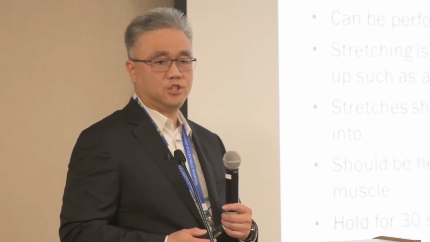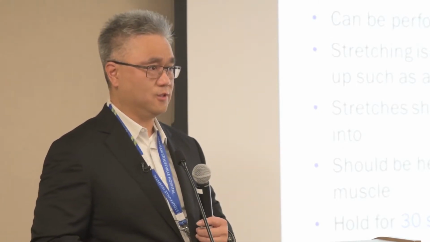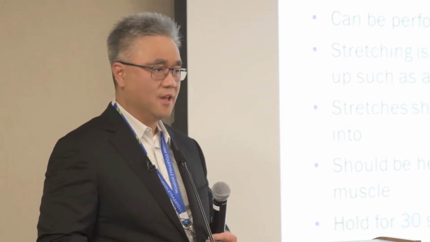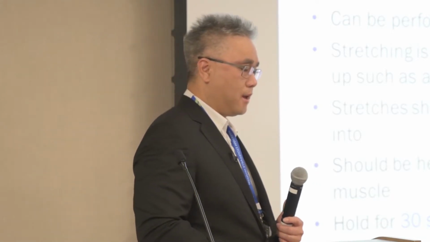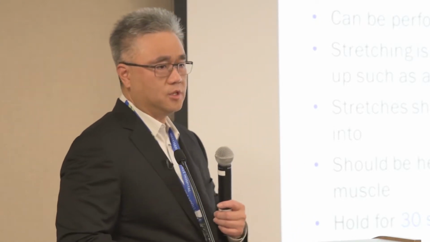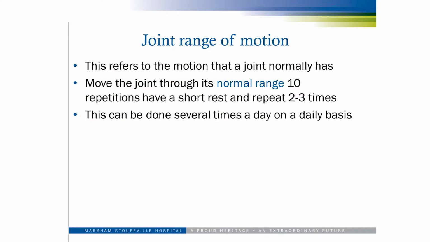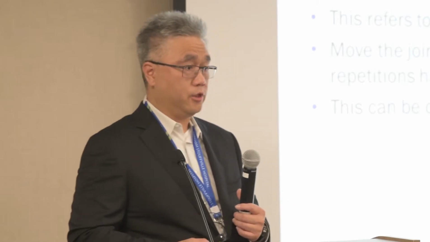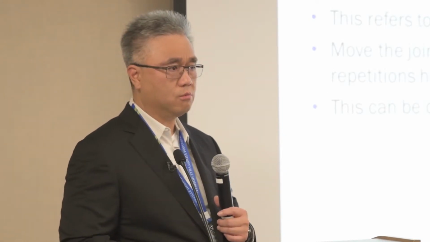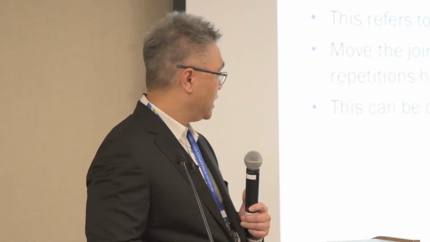Once you feel that stretching sensation, you should hold that for a true 30-second count. So you're going to count 1,000-1, 1,000-2, and so forth to 30. And you repeat these 2 or 3 times in a row. And these type of exercises can be done 2 or 3 times a week. Joint range of motion refers to that motion that the joint normally has. And you could take your joint through a range of motion 10 repetitions in a row, take a short rest, repeat 2 or 3 times. And these exercises are generally quite simple and safe, and they can be done on a daily basis.